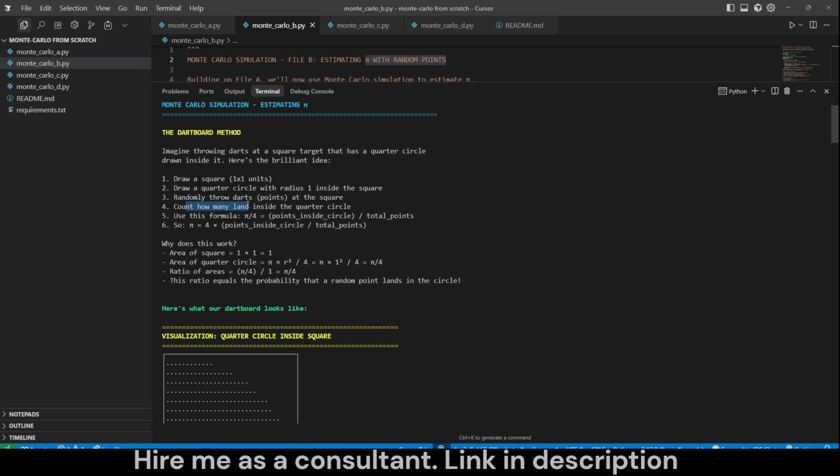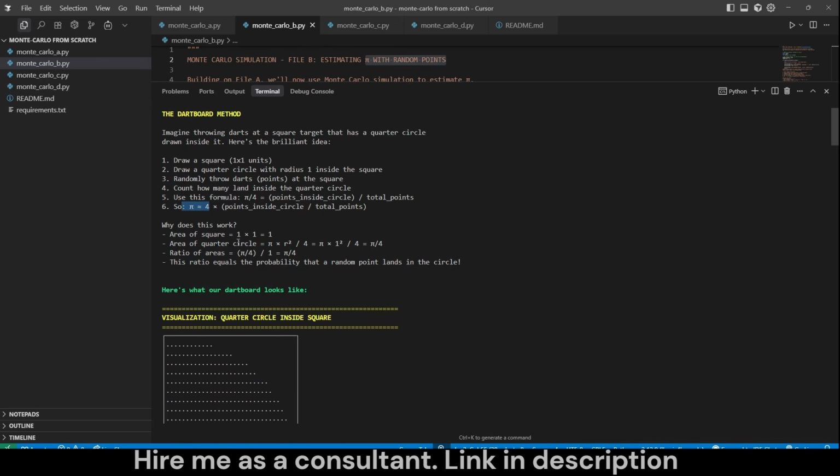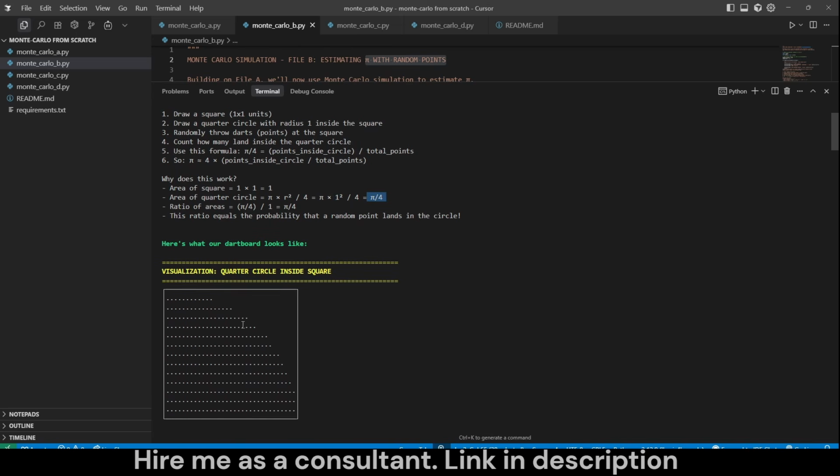Randomly throw darts and count how many land inside or outside of the circle, and use this formula: pi over 4 is going to equal the total number of points that land inside divided by total points. Why pi over 4? Because this is a unit circle, so pi times r squared divided by 4, which is pi divided by 4 because r squared is 1. So pi over 4 is the area of this quarter circle.